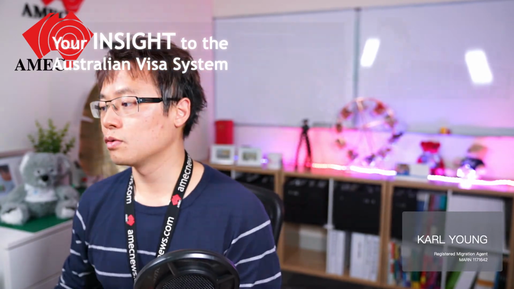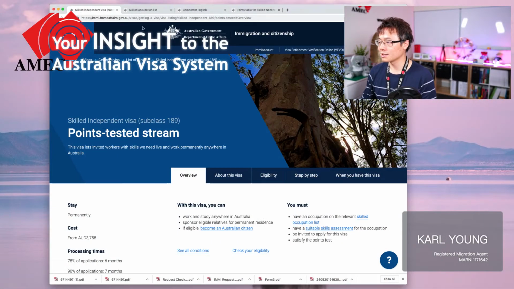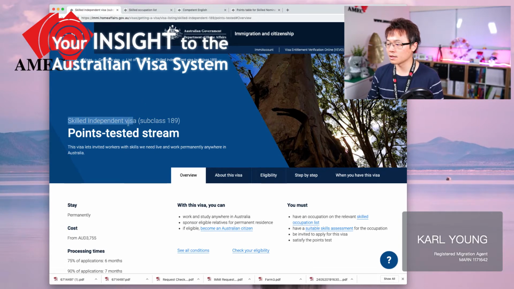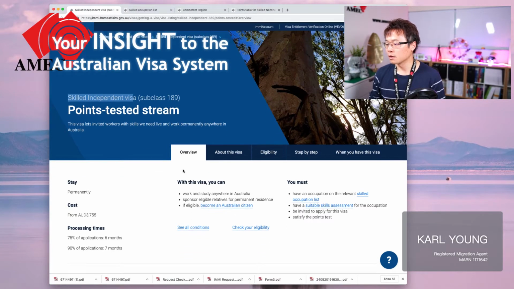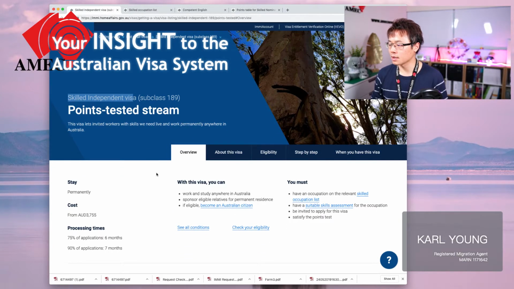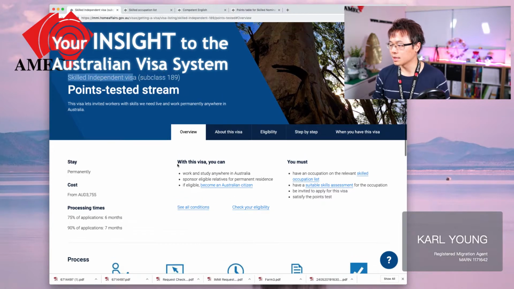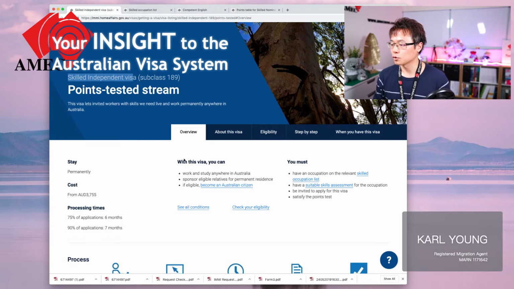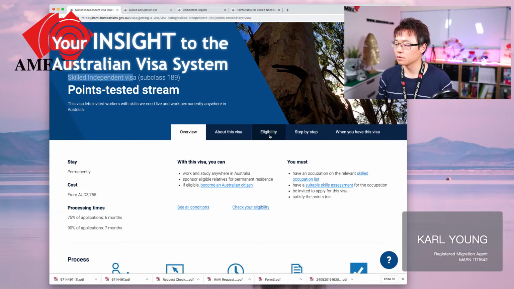If you are seeking to migrate to Australia, this will be a very good source to begin your knowledge of the Australian visas. Now let's jump into the immigration website. You can see this is the Australian Government Department of Home Affairs page for the subclass 189 Skilled Independent visa, points-tested stream. On the overview and about visa tabs, I won't go into detail because I've generally explained it in the past minute.